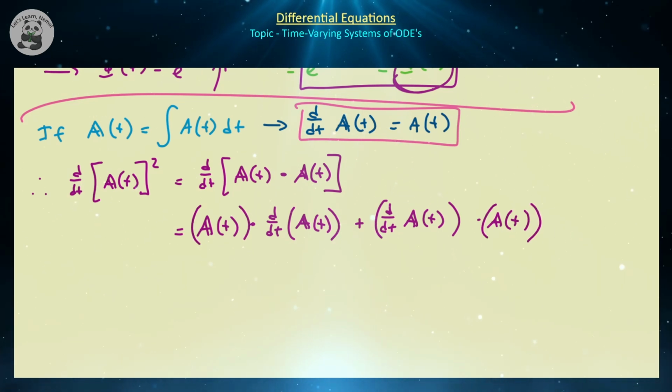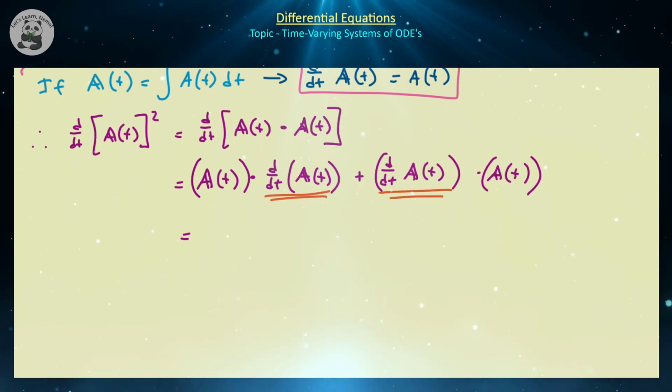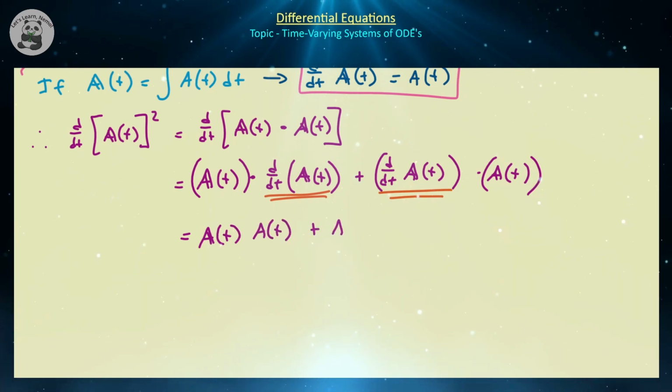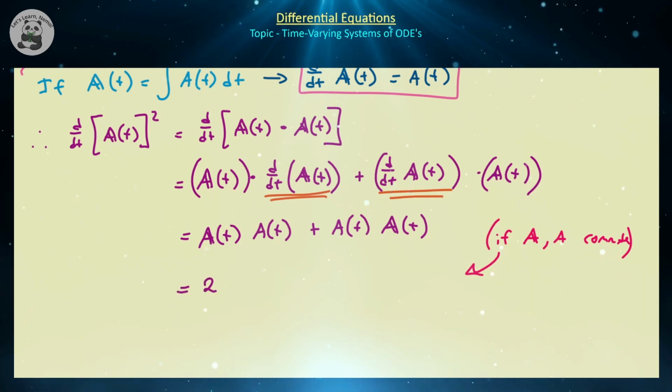Keep in mind, these matrices don't necessarily commute, so make sure you have it in the correct order. So what we have here, because we know that the derivative of script A is A, is script A of t times A of t plus A of t times script A of t. And if script A and A commute, then we can simplify this and just write it as 2 script A of t times A of t.